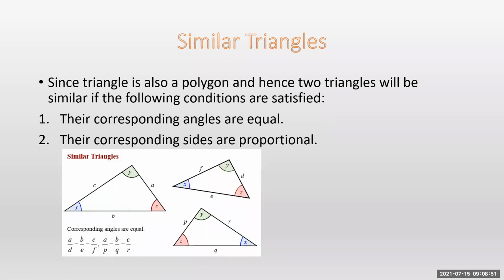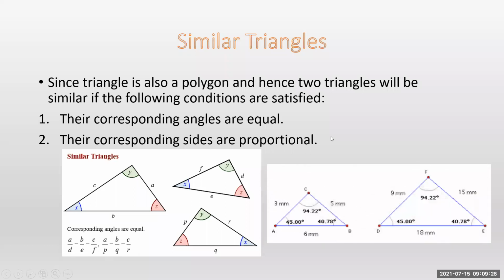Check. Look at this figure here. Similar triangles. Understand, A upon D equals to B upon E equals to C upon F. A upon P equals to B upon Q equals to C upon R. So here the angles should be equal and sides should be in proportion. You have to always remember this: similar triangles, angles are equal, sides are in proportion. See here, the values are also given now.